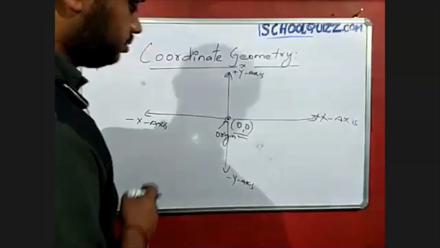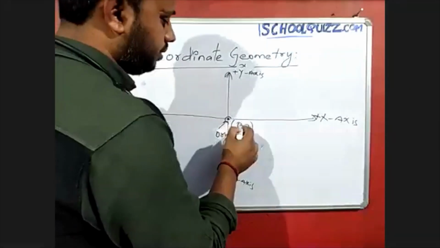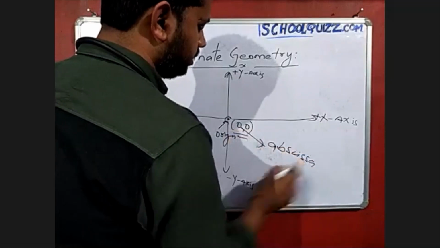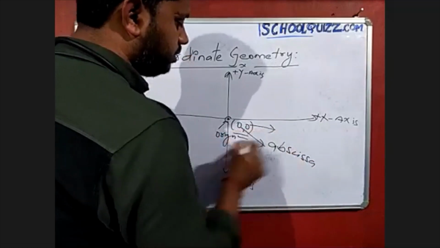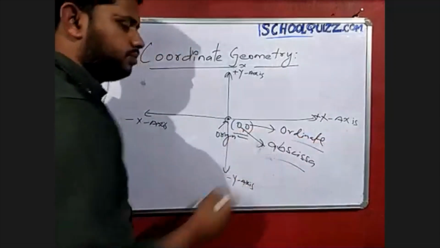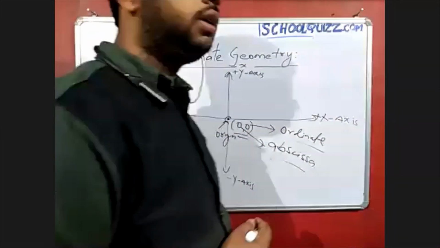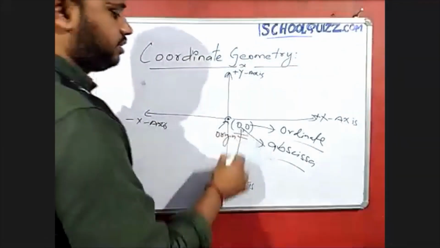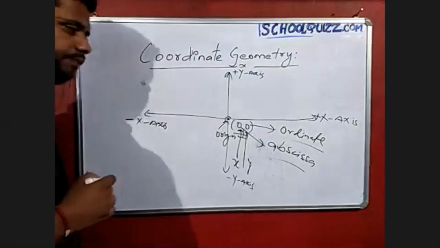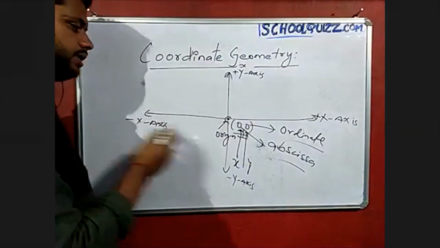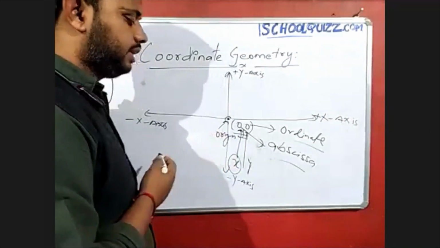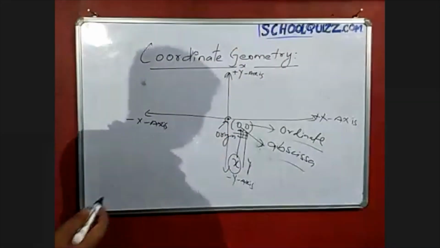The first term is called the abscissa, and the second coordinate is called the ordinate. These terms are mentioned in the book also. Simply put, the abscissa is the x value and the ordinate is the y value. Whenever you move along the x-axis line, you get the x value, and whenever you move along the y-axis line, you get the y value.